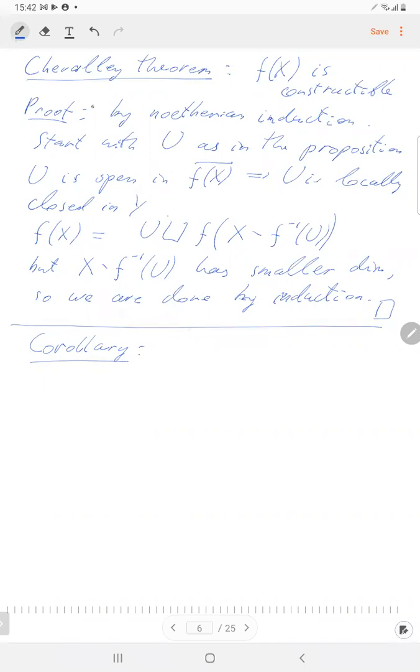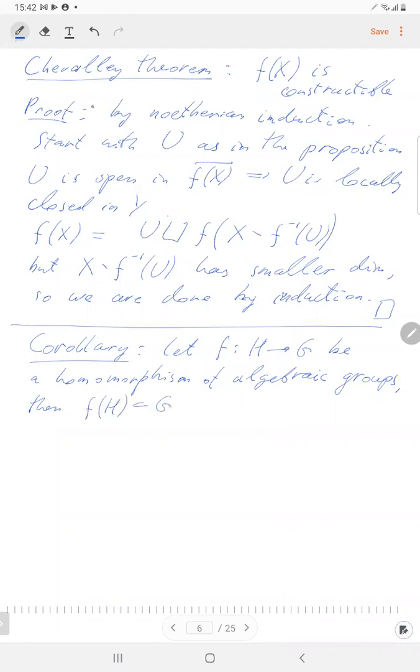So if we have a homomorphism of algebraic groups, then its image f of h in G is a closed subgroup.